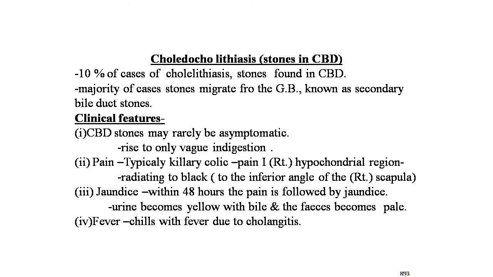hypochondrial region, radiating back to the inferior angle of the right scapula. Jaundice: within 48 hours the pain is followed by jaundice, the urine becomes yellow with bile and the feces become pale. Fever with chills occurs due to cholangitis.